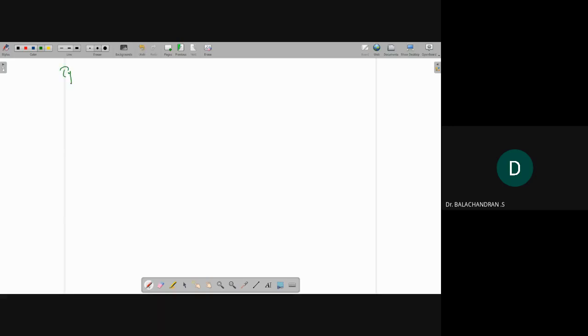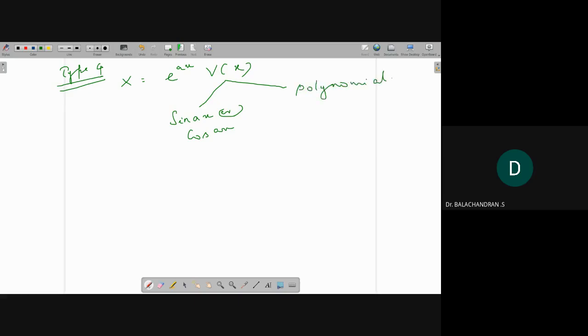And type 4. So type 4, the right hand side of the differential equation is e^(ax) into V of x, where V of x is either sin ax or cos ax, or a polynomial in x, or you can say an algebraic function.